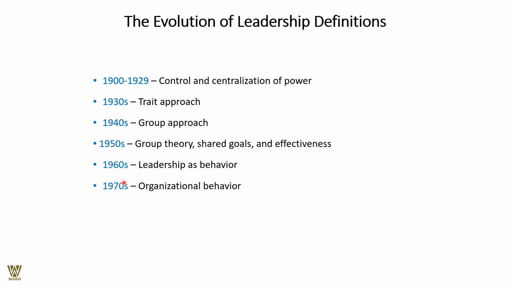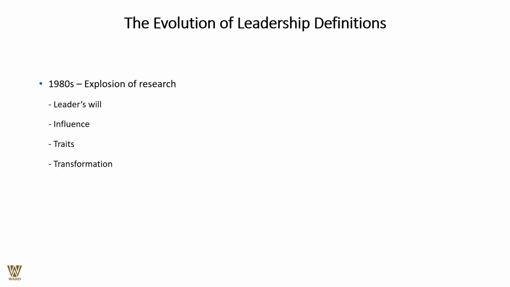The 60s was leadership as a behavior. Remember, from characteristics, we now looked into the behavior of how a person conducts himself with the environment, in the presence of other people. The 1970s was all about the theoretical aspect that led into the study of organizational behavior per se.